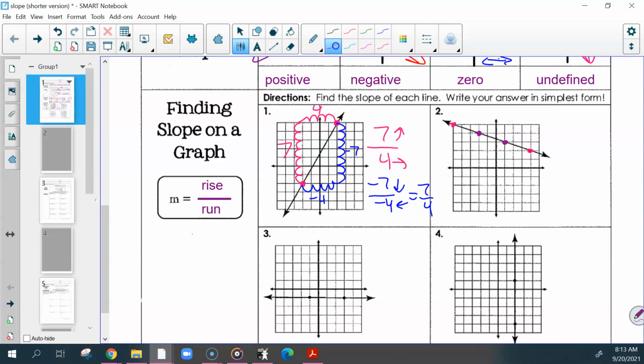So let's say I just looked at the pink points first. I would count down however many units. And then to the right, however many units. 3, 4, 5, 6, 7, 8, 9. I can simplify this, so I would get negative 1/3.